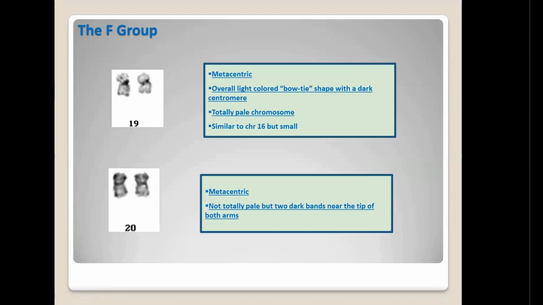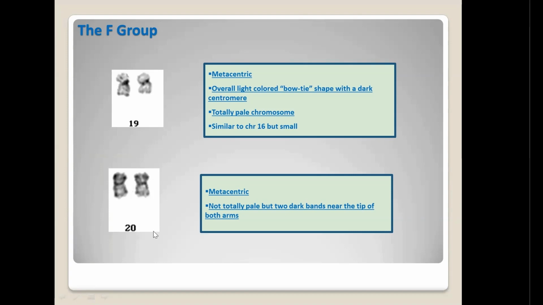The next group, that is F group, which includes chromosome 19 and 20. Both are metacentric. Like chromosome 16, this is also a bow tie shaped chromosome with a dark centromere, but obviously it is smaller than chromosome 16. And the main thing to identify this chromosome is that it is a totally pale chromosome. There are no dark bands on the P arm or Q arm.